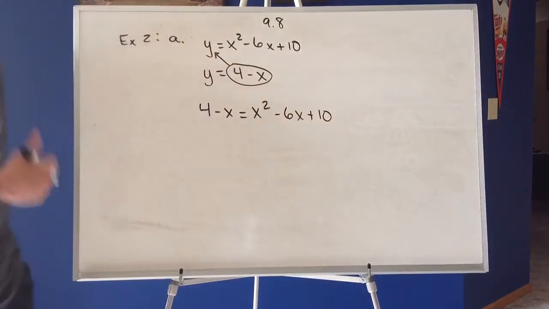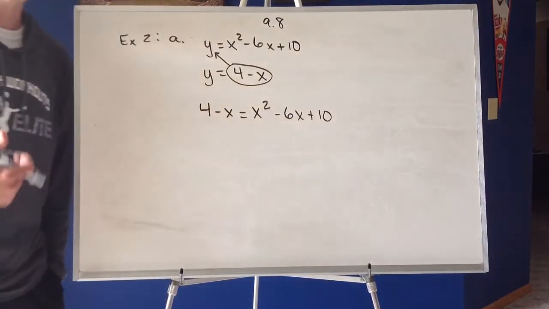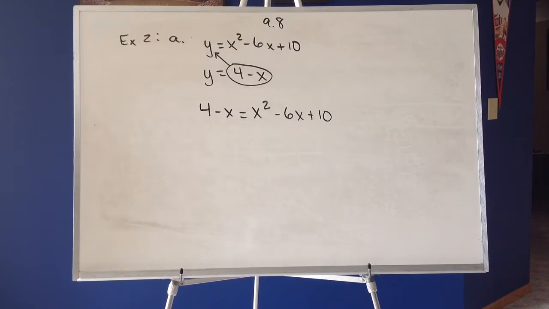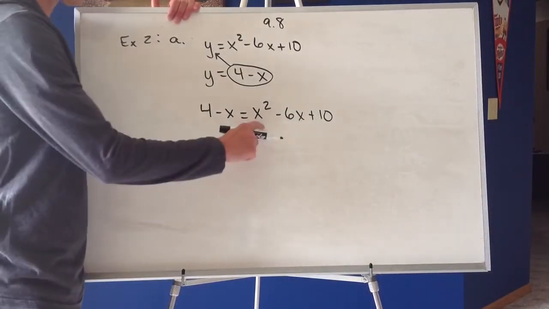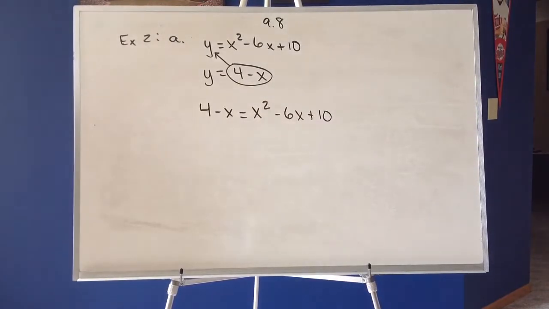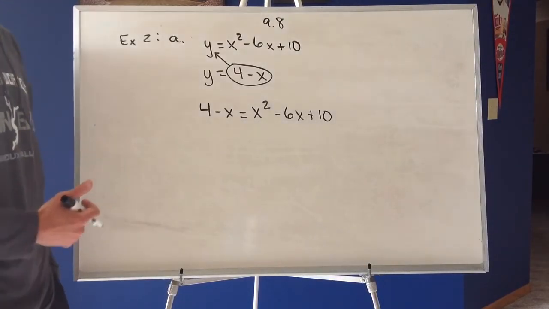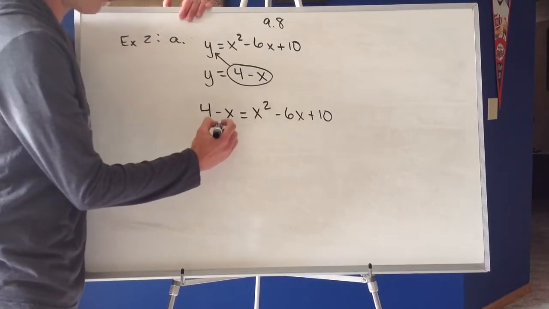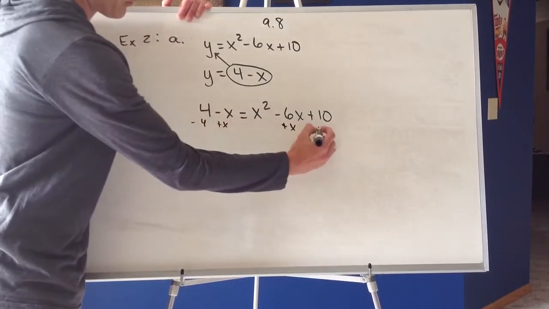Again, replace the y, so now I only have one equation. You'll notice now I only have one variable as well. I don't have a y anymore. Now I have a squared, so we're going to go to one of the methods that we've been learning in this chapter: either square root, factoring, completing the square, or quadratic formula. I'm going to go ahead and set it equal to 0. So that means I'd add the x over and subtract the 4 over.